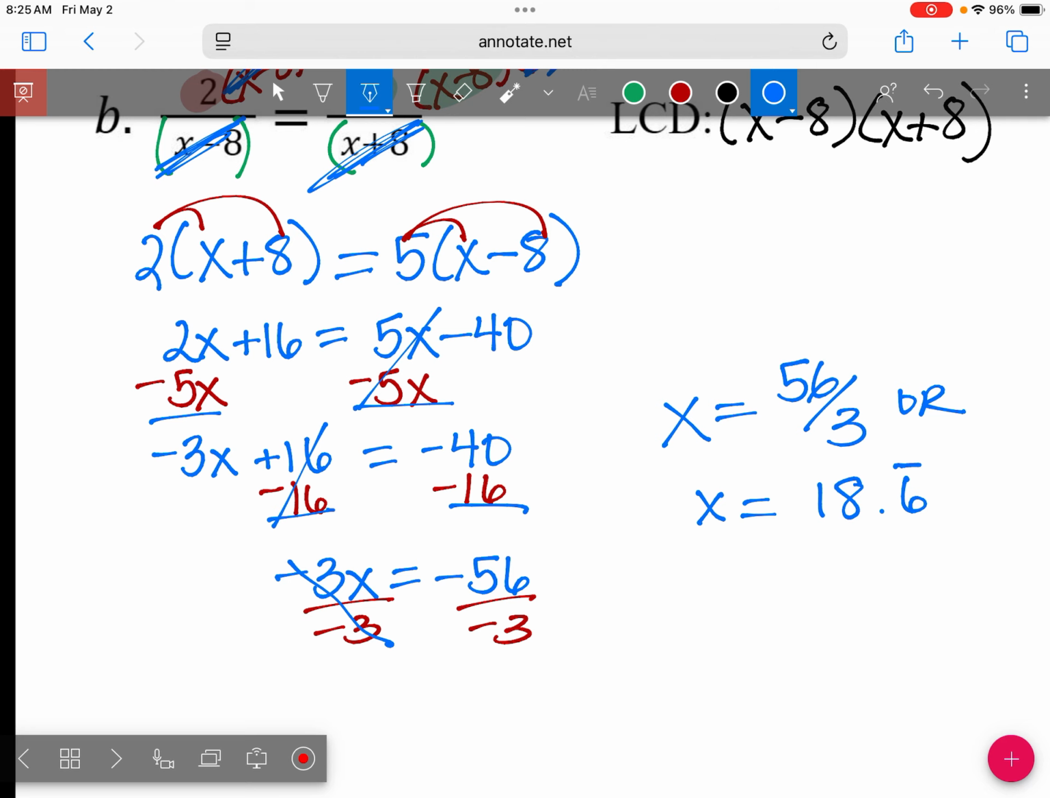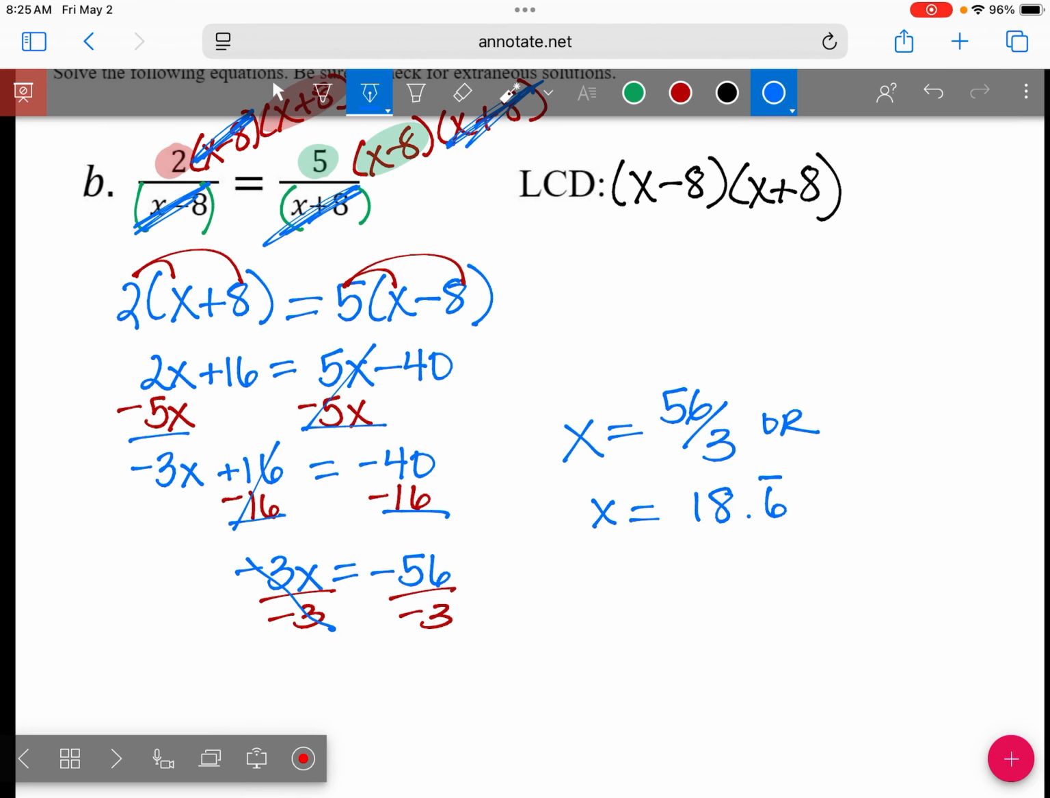Now, let's look at what I have, though. If I put this 18 in either one of these parentheses, will it give me 0? So if I take 18 and I put it here, what's 18 minus 8? Is 18 minus 8 0? Is 18 plus 8 0? So that means that this is an actual solution that I can use.